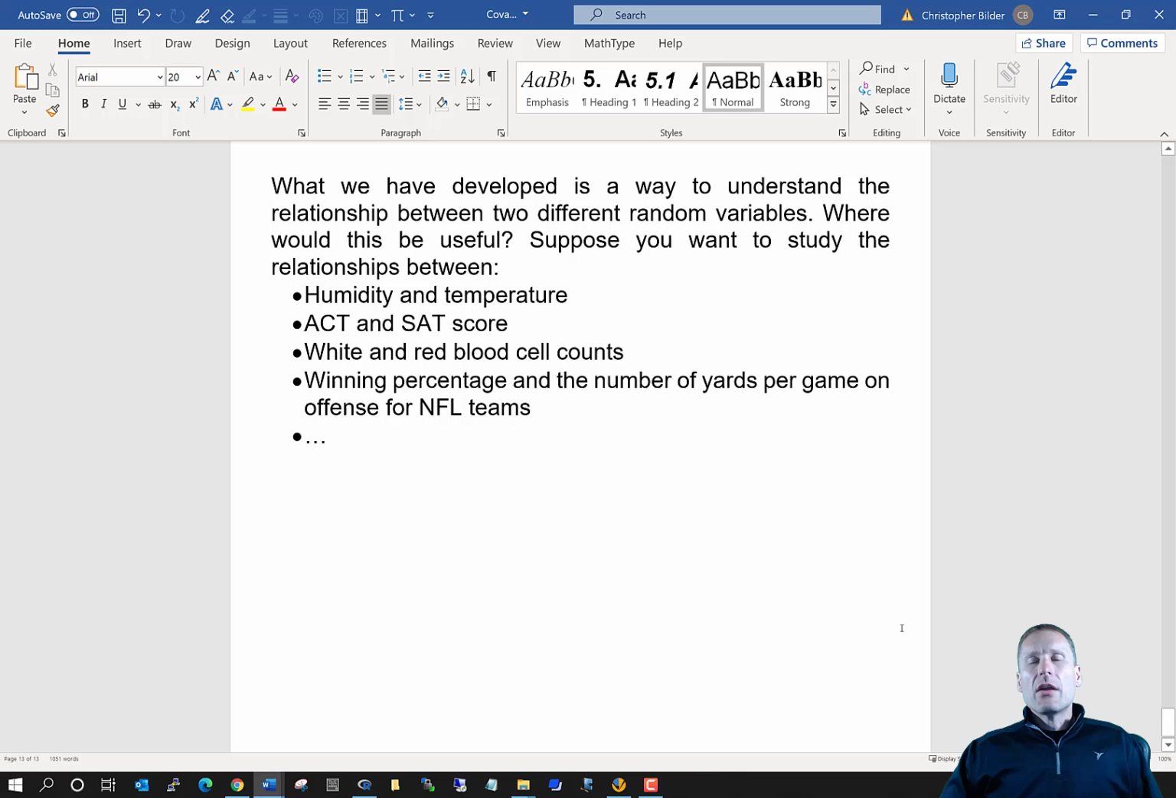Okay, so just to sum up, what we have developed here is a way to understand the relationship between two variables, to quantify it, to measure it. Where would this be useful? Well, as we just saw with that grades example, suppose we changed it slightly. We can think of the prerequisite for our class that we're taking right now as the X grade. The Y grade is the grade for our class right now.